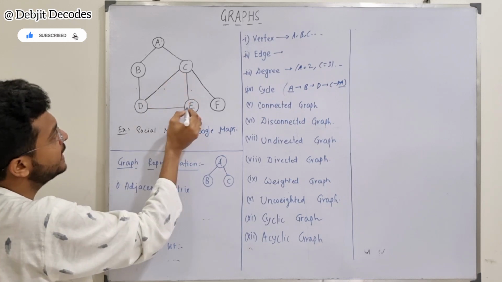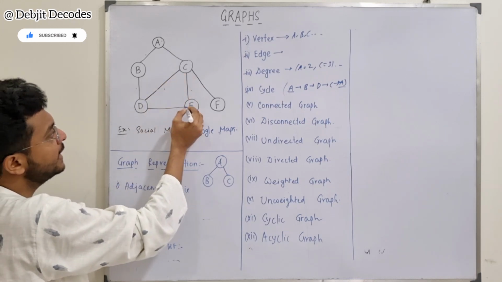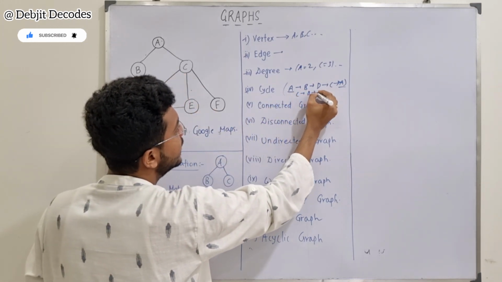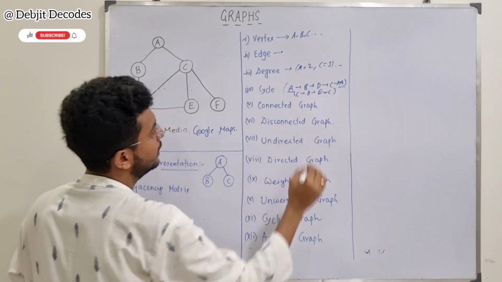Again, if you see C, D, E, C, this is also a cycle.